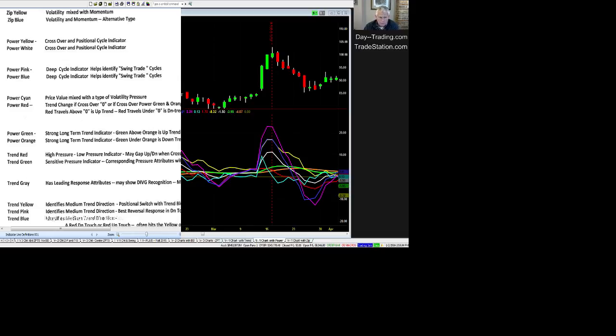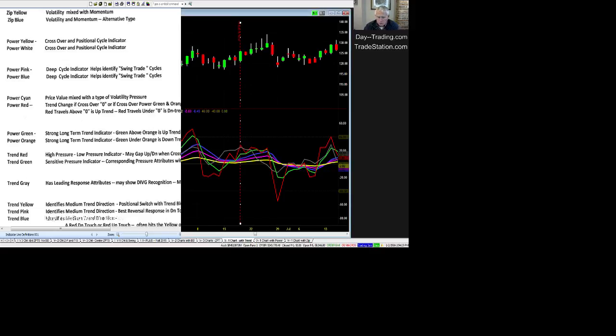The Power Scion is a mixed indicator, but it has a type of volatility pressure to it. And the Power Red, if you cross over 0, or if you cross over the Power Green or the Power Red, it tells you something. The red travels above 0 in an uptrend, and the red travels under 0 in a downtrend. And of course your Power Green and Orange are your long-term, strong long-term red trend lines. Obviously when the green is above 0, you're in an uptrend, and vice versa.